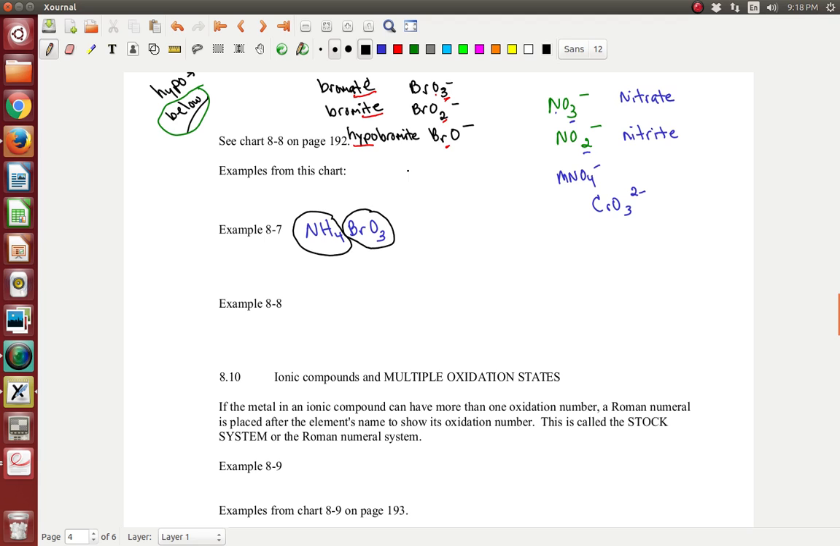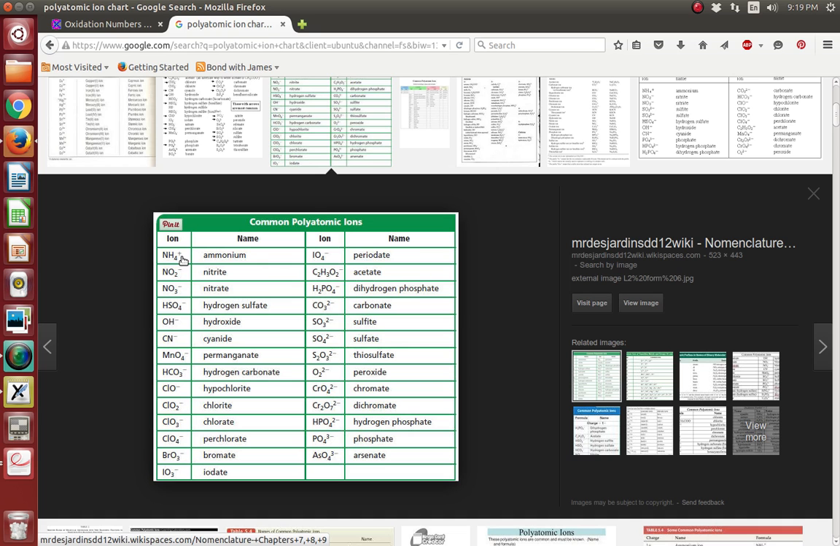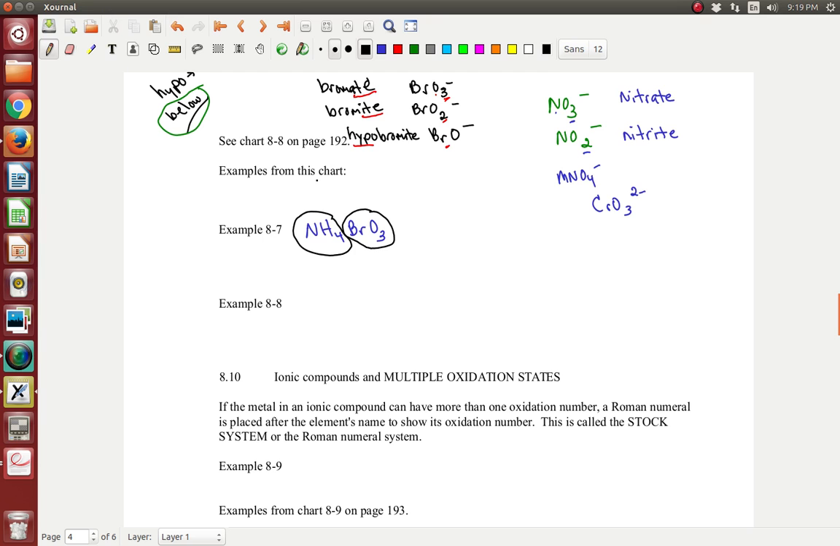If I look for NH4 on your polyatomic ion chart, here it is. That's ammonium. It has a +1 charge. We've actually been dealing with ammonium a lot in class. Ammonium is one of those things that if we did the Lewis dot structure, it was like this, and it had a plus charge out there, and the shape was tetrahedral. So the name of this thing is ammonium.